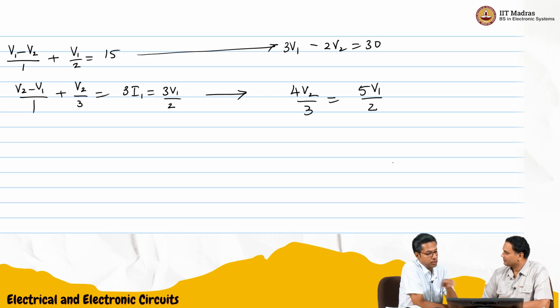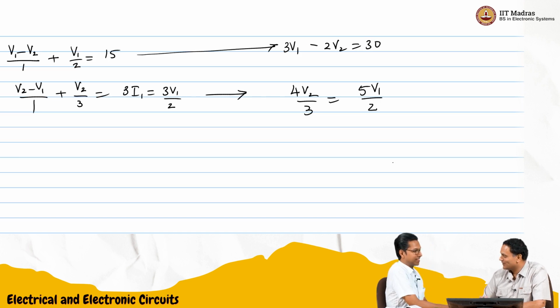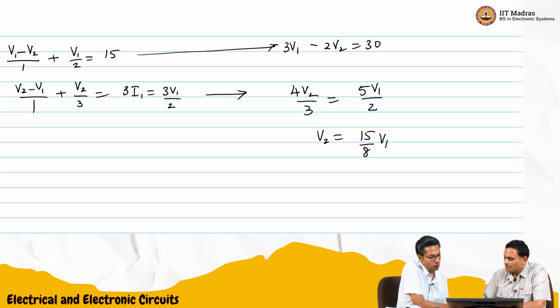So you are saying this can be substituted in. This can just be substituted there, I think. That may be easy, no? So, it will be 15 by 8. Both ways work, no? I don't think it is that. So, this is a fairly simple problem. 15 by 8 V1. We can put it here, right?